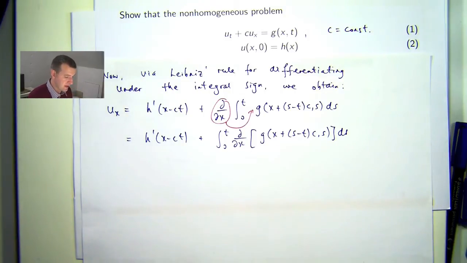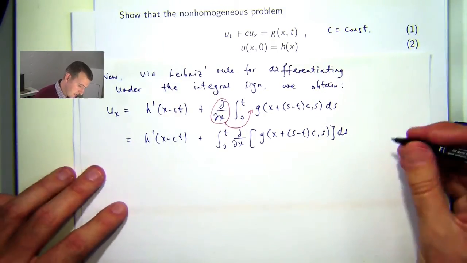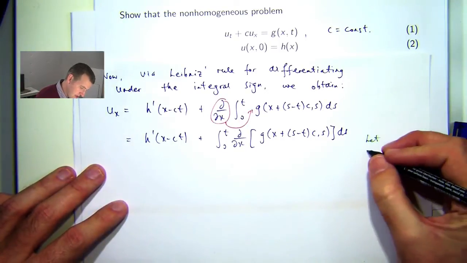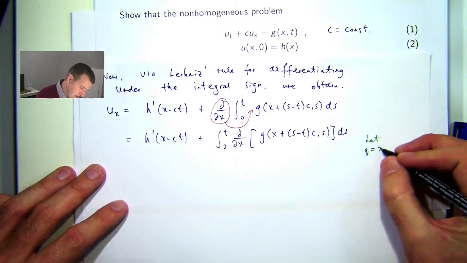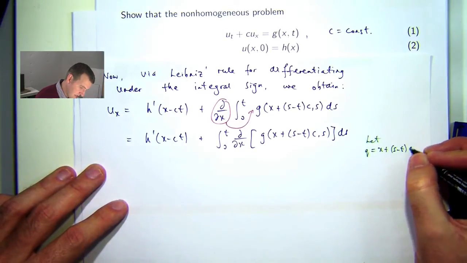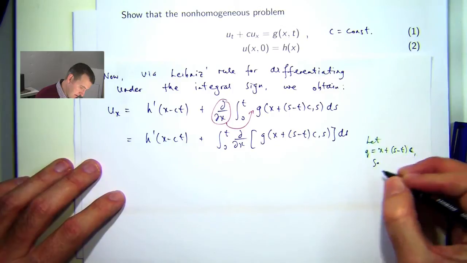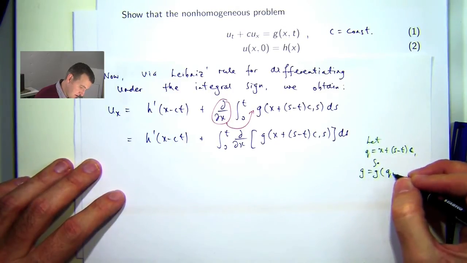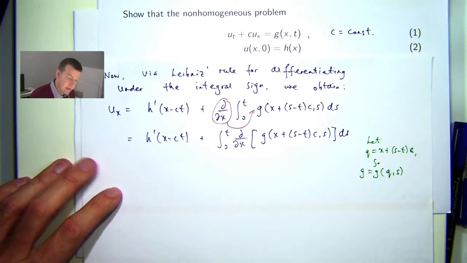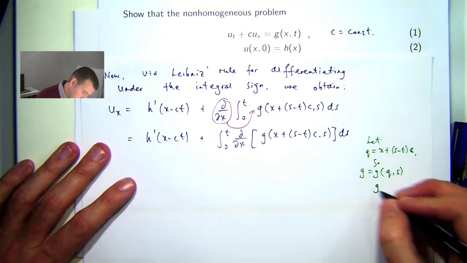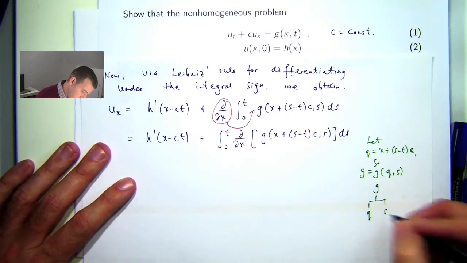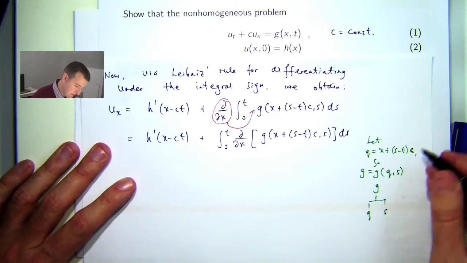So how do I do that? Well, you may just be able to write down the answer, but if we let Q be this, x plus s minus t times c, remember c is a constant, then g is a function of q and s. If you apply the chain rule here, g depends on q and s, and q depends on x, s, and t. And remember, c is a constant.